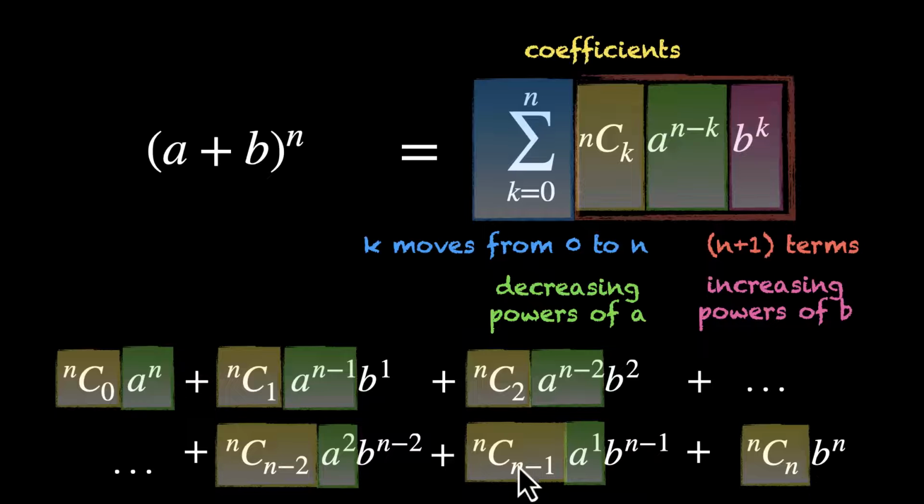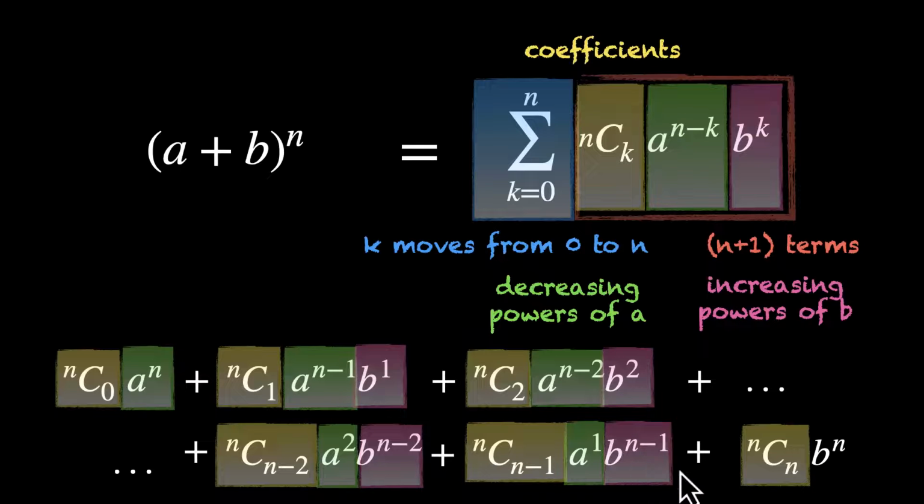For b, we do this in reverse. We have b^0, which is 1, then b^1, b^2, b^3, b^4, and so on. And the last few powers are b^(n-2), b^(n-1), and finally b^n. This is your expansion for (a + b)^n.